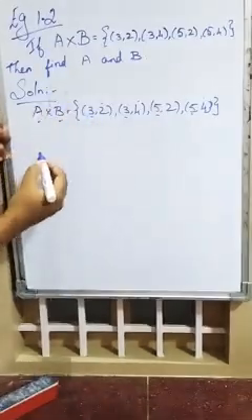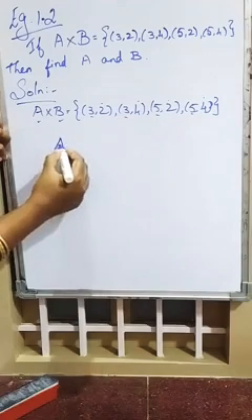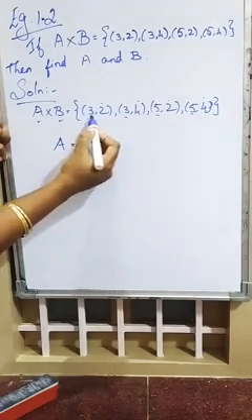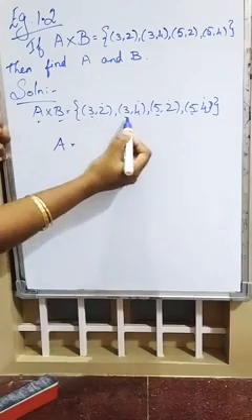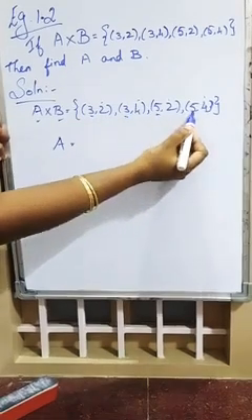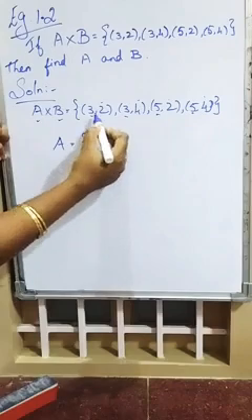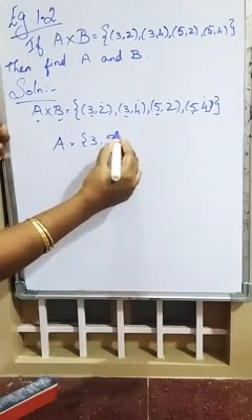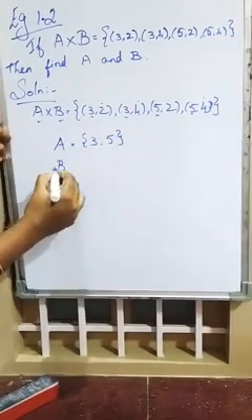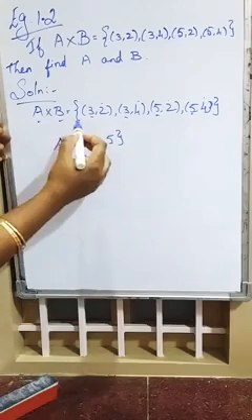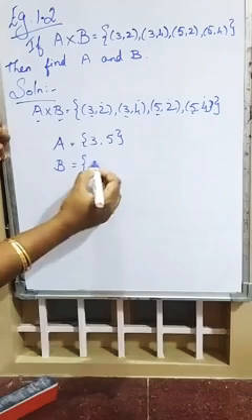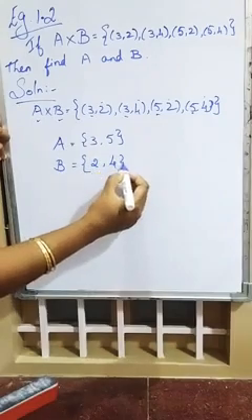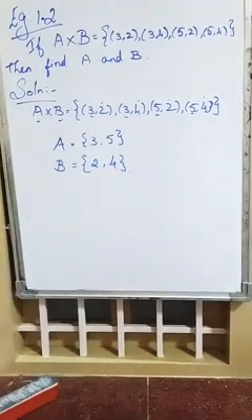Now you can write the answer immediately. Capital A is equal to, what are the elements in the first position, the first coordinate? 3, 3, 5, 5. Therefore, what are the answers? 3 and 5. Then, what are the elements for B? Here 2, 4, 2, 4. Therefore, 2 and 4. That's all.